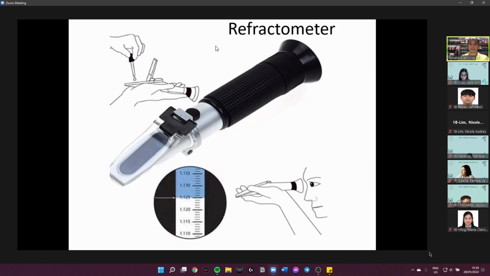Okay, sige. Yung mga na-disconnect, habol na lang.